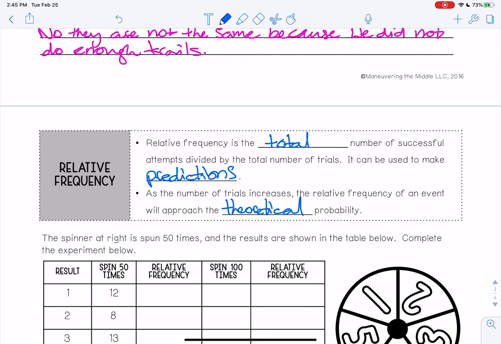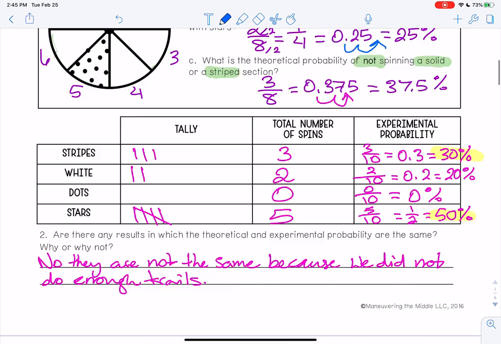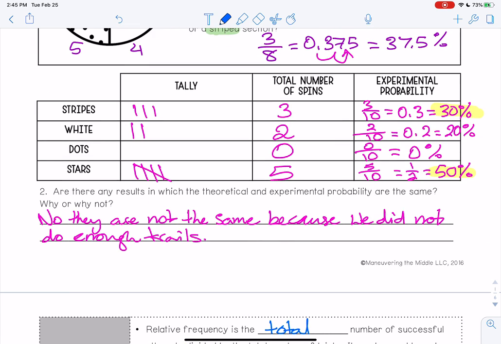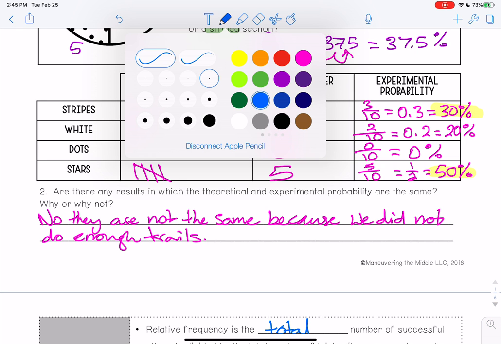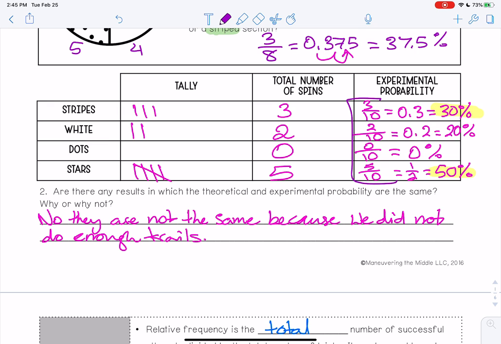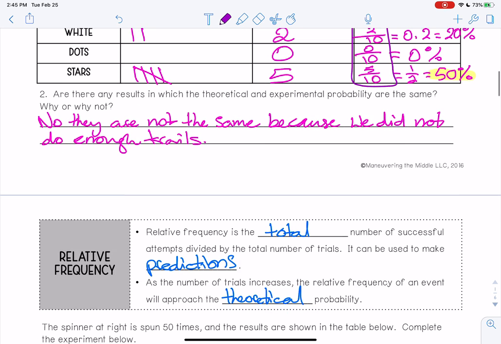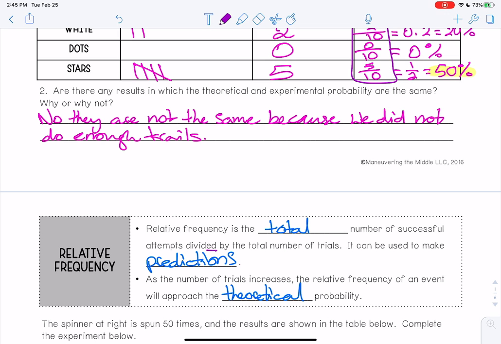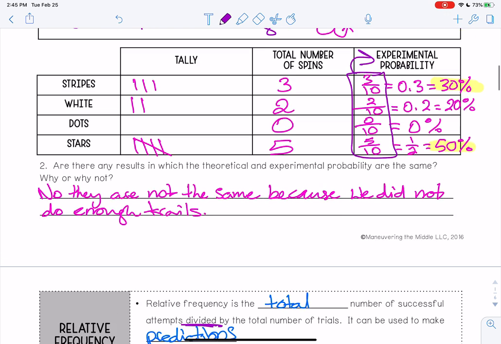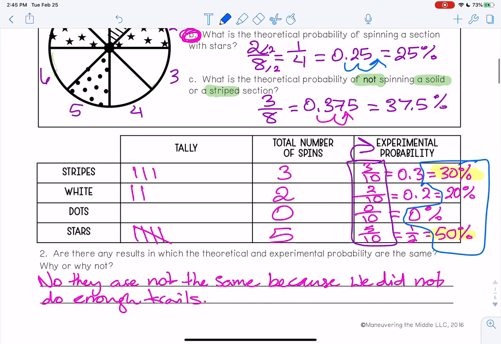That means that relative frequency is when you go from the fraction part of experimental probability. So let's see, this section here, this is your experimental probability, the fraction, the ratio, 3 out of 10, 2 out of 10, 0 out of 10, 5 out of 10. But the relative frequency is what happens when you divide it and you get those percentages. So this here is actually your relative frequency. These percentages here, this is your relative frequency, which we've already been calculating.